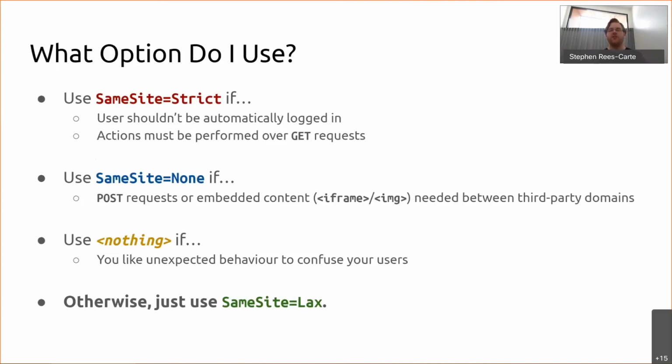Now, you can use None if you need to make cross-site requests, if you're doing POST requests or embedded content. Say you've got an authentication flow and you need to send tokens between two different sites over a POST request. Or if you're embedding content and you need to be logged in in the frame on a different site to the page it's currently being loaded in. So there are some situations where you want None.